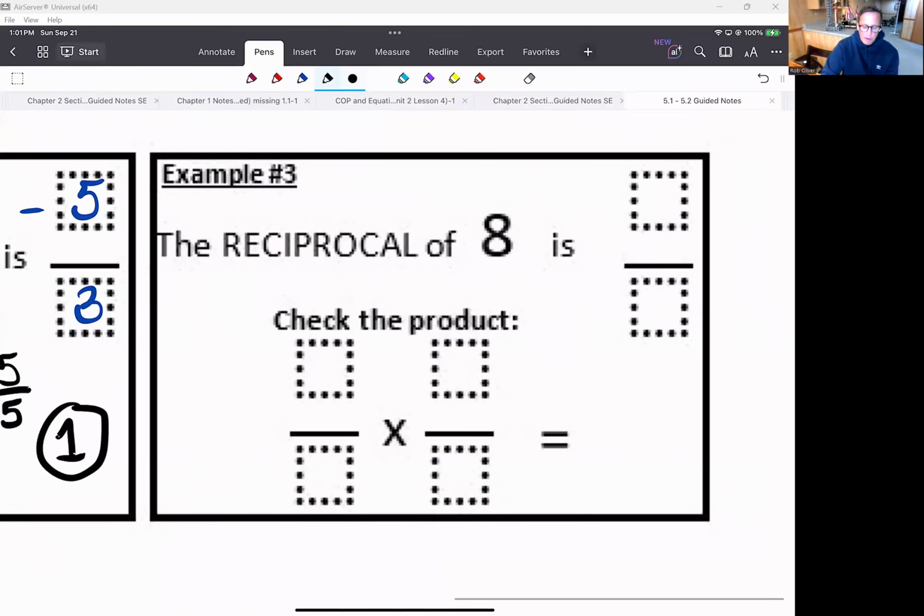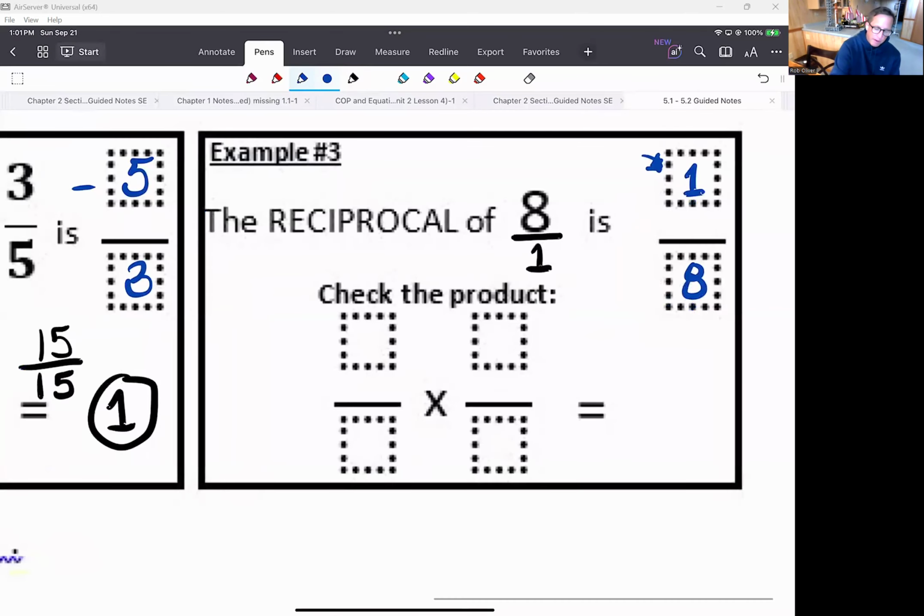On this third example, we've got to find the reciprocal of 8. If it's a whole number, it's good to know that a whole number can be expressed as a number over 1. That helps you, because then you know how to find the reciprocal. The reciprocal of 8 over 1 is a unit fraction, 1 over 8. A unit fraction is a fraction where the numerator is a 1. So you got 1/8 right there. And 8 over 1 times 1 over 8 equals 8 over 8, and 8 over 8 equals 1.